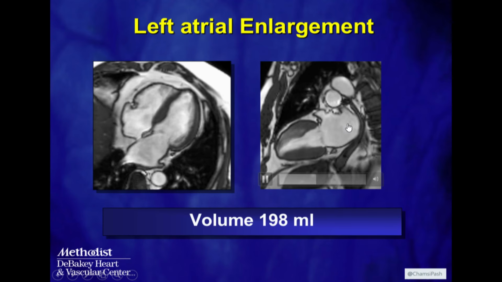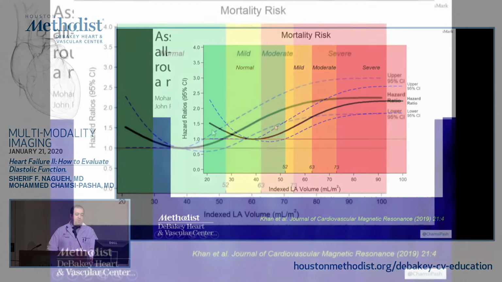Here's a paper from Dr. Shah's group where they were looking at the LA volume indexed by CMR and its association with mortality. And this was for people who were coming in for a clinically indicated CMR examination. They demonstrated that up to 52, these people basically have essentially very near normal life expectancy and a very low event rate, where here they were looking at all-cause mortality.